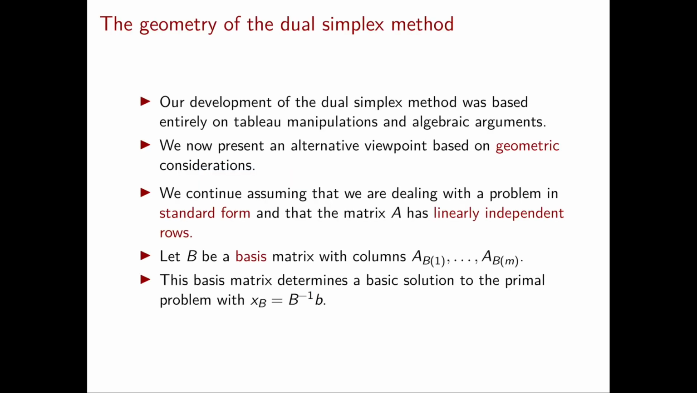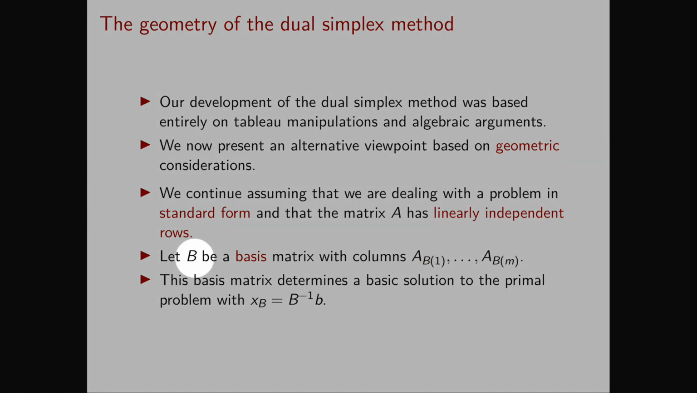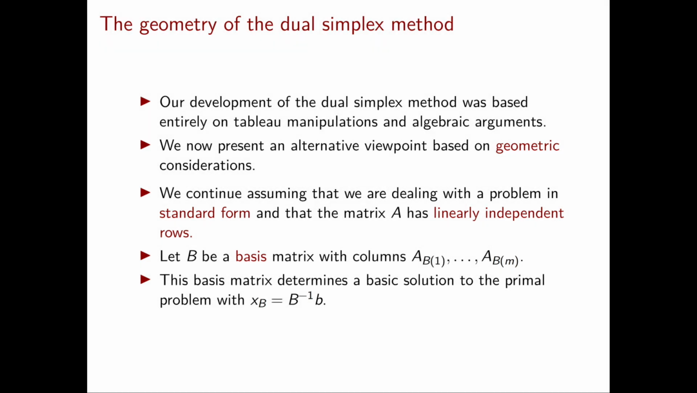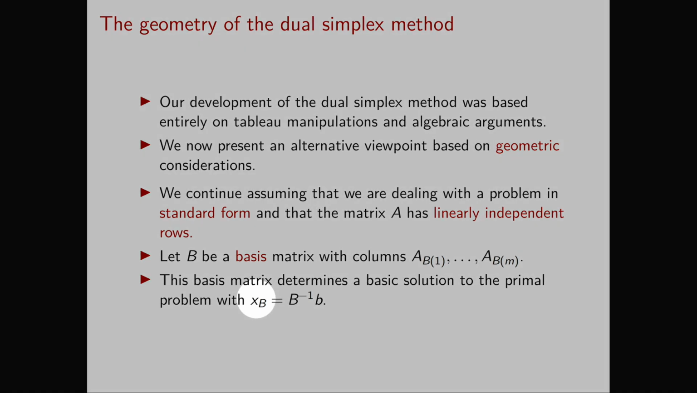To discuss the dual simplex method from a geometric perspective, let's recap a couple of concepts that we've already seen. As usual, our primal is in standard form, and we assume that the matrix A has linearly independent rows. Let's now pick a basis matrix B whose columns are A_B(1) until A_B(m). We know very well that this basis matrix determines a basic solution to the primal, and such a solution has basic components x_B equal to B inverse b.